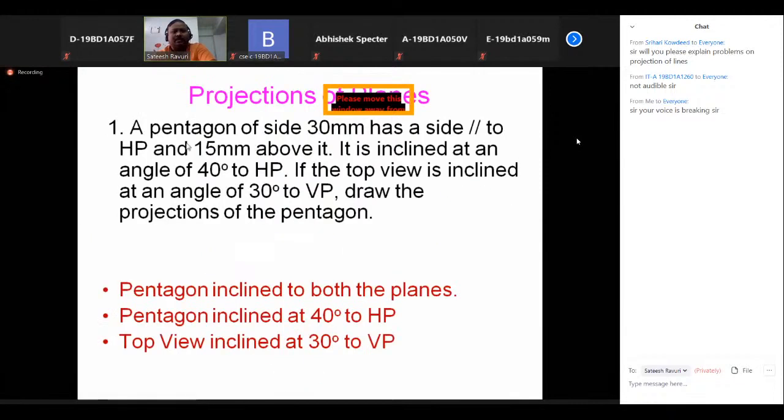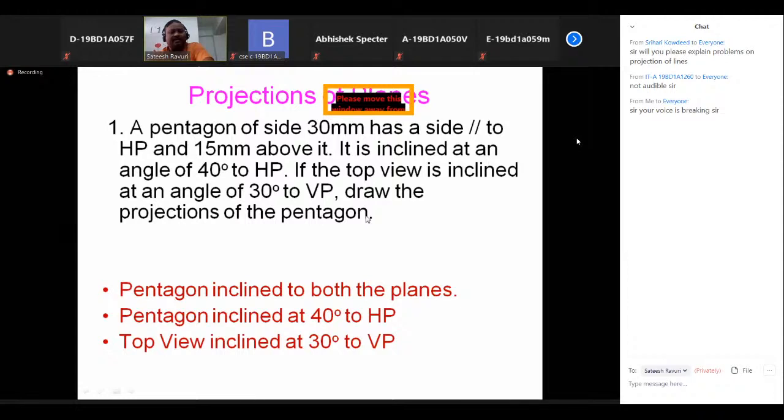Projection of a pentagon of side 30 mm has a side parallel to the horizontal plane and 50 mm above it. It is inclined at an angle of 40 degrees to HP. If the top view is inclined at an angle of 30 degrees to VP, draw the projections of the pentagon.